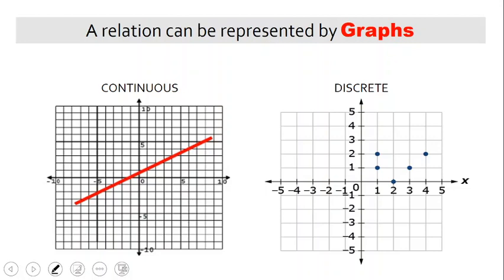A relation can also be represented by a graph. The graph can either be continuous, in this case represented by a line, or it can be discrete, in which each pair of x and y is represented as points on the graph.